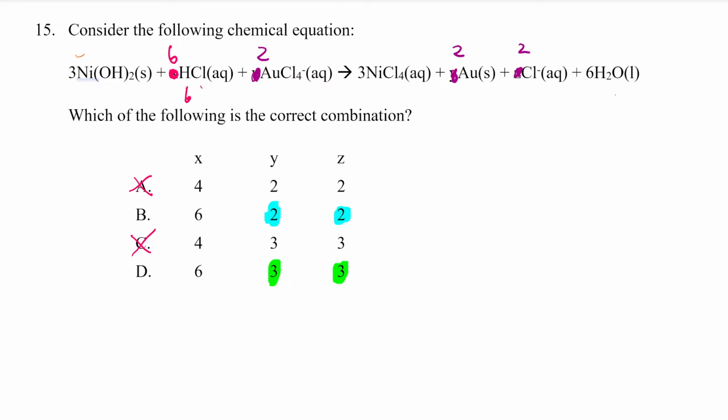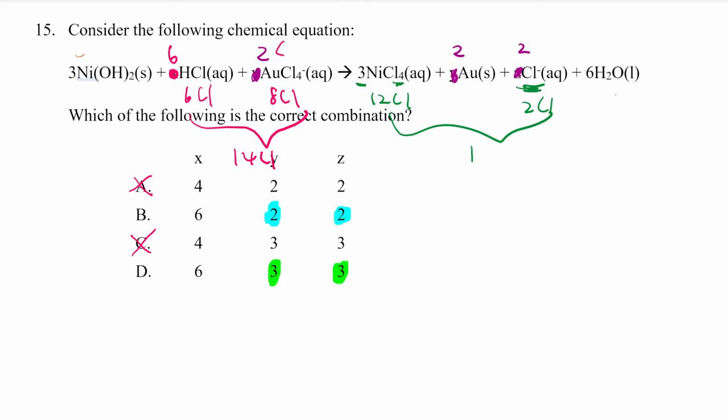So what I mean by that, let's look at chloride ion, for example. Here I have 6 chlorine atoms. For this one here, I have 4 times 2. Remember, the coefficient is 2. I have 8 chlorine atoms in total. So here on the left-hand side, I have 14 of them. How about on the right-hand side? On the right-hand side, I have 12 here. So 3 times 4, this is 12. And here, I have 2 chlorine atoms. I have 14. And actually, just finding the chlorine atoms would be enough for you. The answer is B.